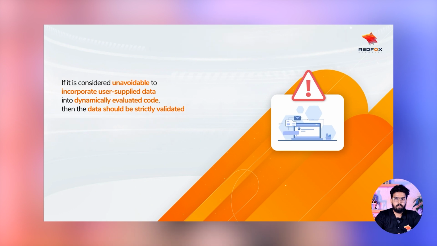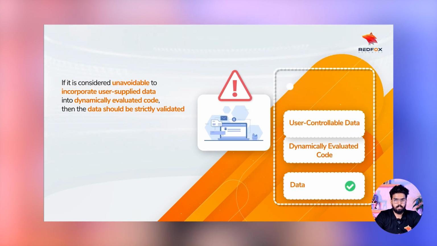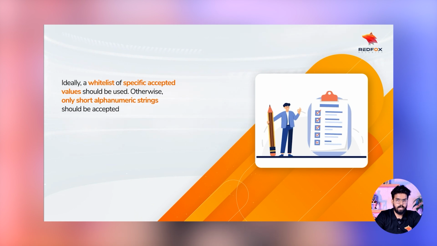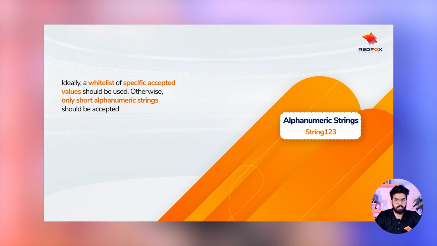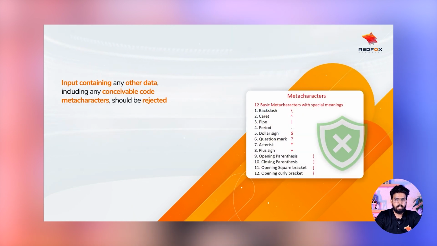If it is considered unavoidable to incorporate user-supplied data into dynamically evaluated code, then the data should be strictly validated. Ideally, a whitelist of specific accepted values should be used. Otherwise, only short alphanumeric strings should be accepted. Input containing any other data, including any conceivable code metacharacters, should be rejected.